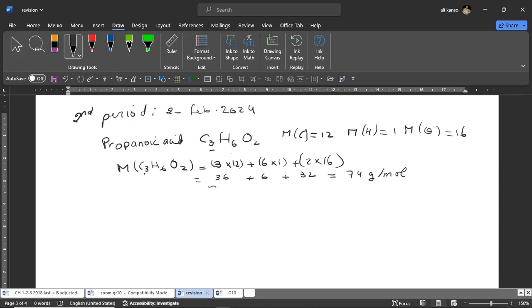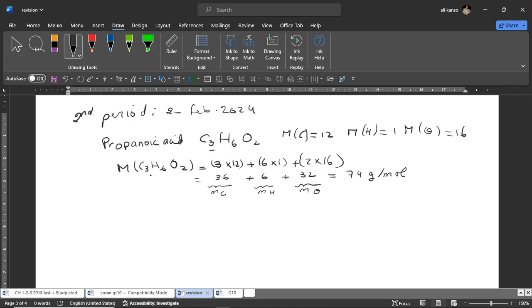Now, let us note that the mass of carbon is 36. This is the mass of carbon. And 6 is the mass of hydrogen. And 32 is the mass of oxygen. What is the mass of carbon in 74 gram? It is 36. What is the mass of hydrogen in 74 gram? It is 6 gram. What is the mass of oxygen in 74 gram? It is 32.